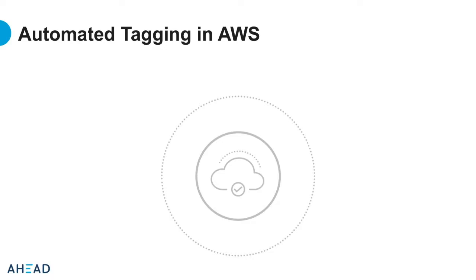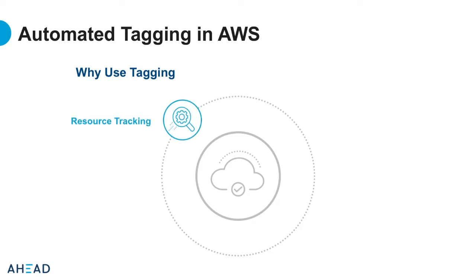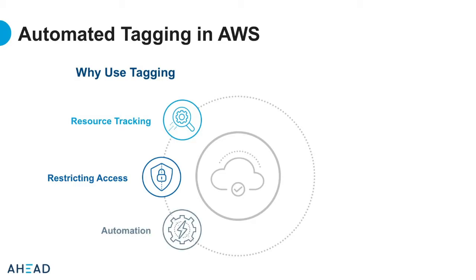Now, tags are essentially key value pairs that are assigned to resources, and they can be used for a variety of situations, such as tracking resource usage and costs, restricting access through IAM, and implementing future automation routines.